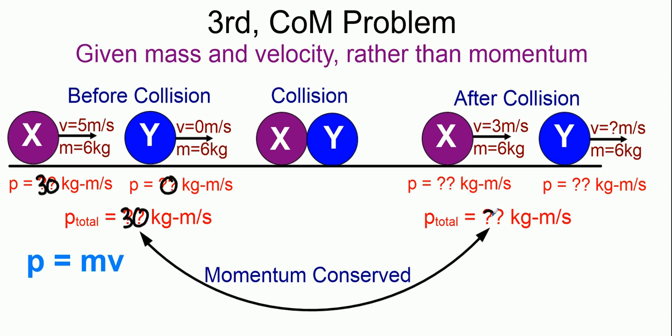Conservation of momentum. Do I know enough to find one of them? Sure, I can find that one, can't I? 18. I want that momentum. I've got to subtract. 30 minus 18 is 12. Because 12 and 18 now will add to 30. We have our conservation of momentum.